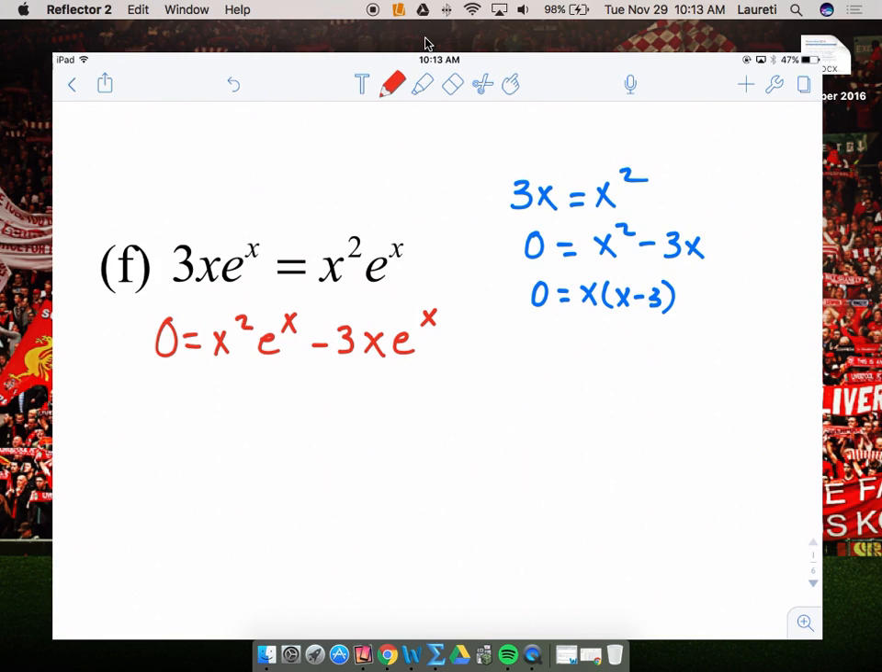So usually, if you see an x squared and then a variable on the other side, you want to try and get all of your variables on the one side so that you can factor. That just makes sure that you're coming up with all the solutions and you're not missing any.